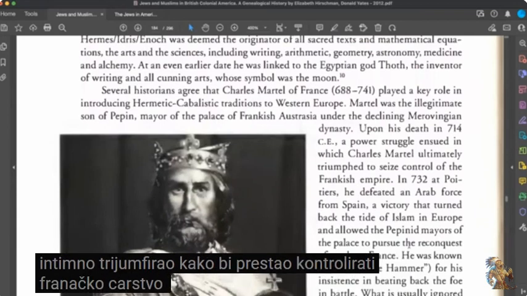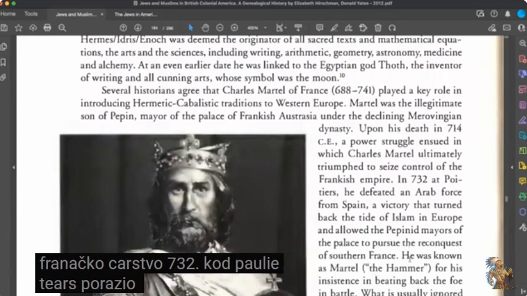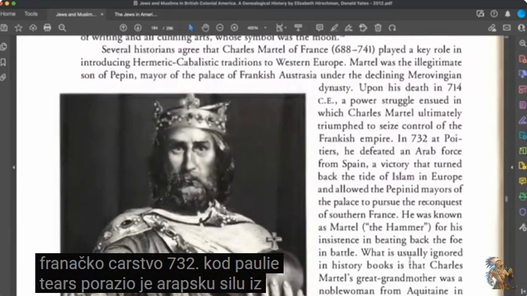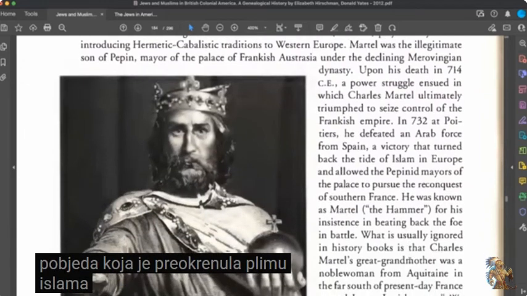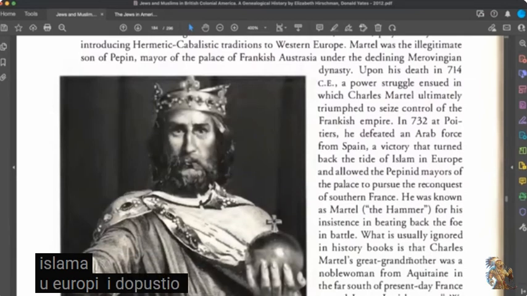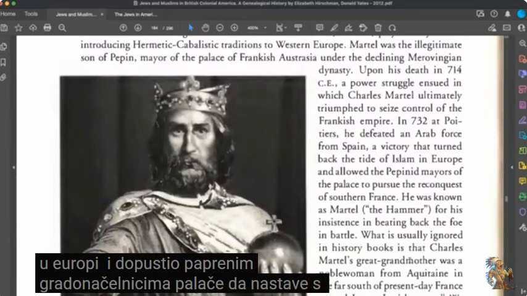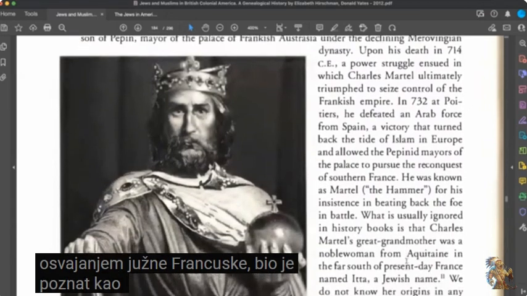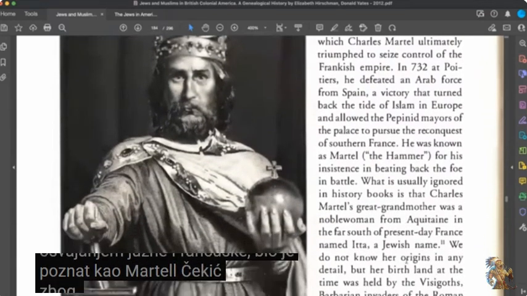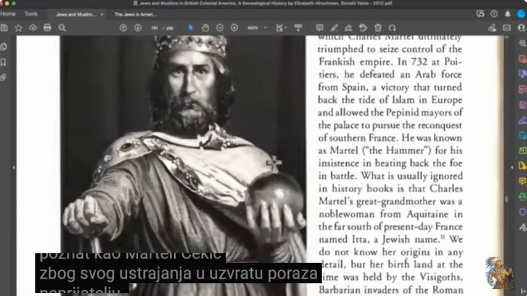of the Frankish Empire. In 732 at Poitiers, he defeated an Arab force from Spain, a victory that turned back the tide of Islam in Europe and allowed the Pepinid mayors of the palace to pursue the reconquest of southern France. He was known as Martel, the Hammer, for his insistence in beating back the foe in battle.